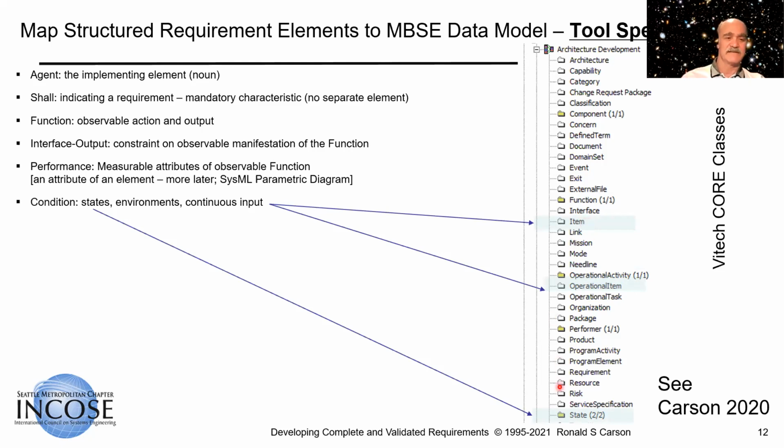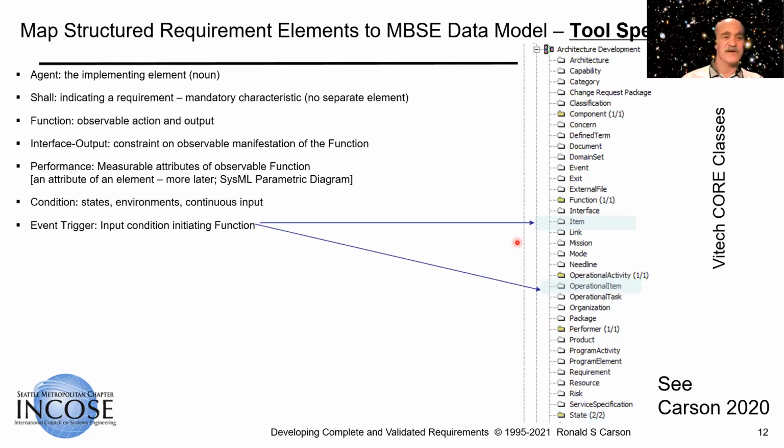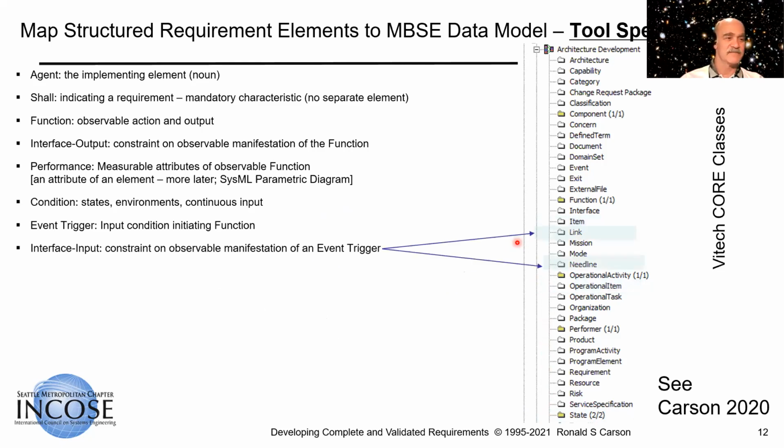The conditions arise from several possibilities. A state, and so there's a state class that you can use. The inputs to that might be triggers, either continuous or triggering events, either the operational item in the operational perspective or the item in the system perspective. The event trigger is what starts the function, and it could be, again, an item or an operational item. The interface input is the constraint on the item or the interface item or the operational item, and therefore it's the link or the need line, respectively.